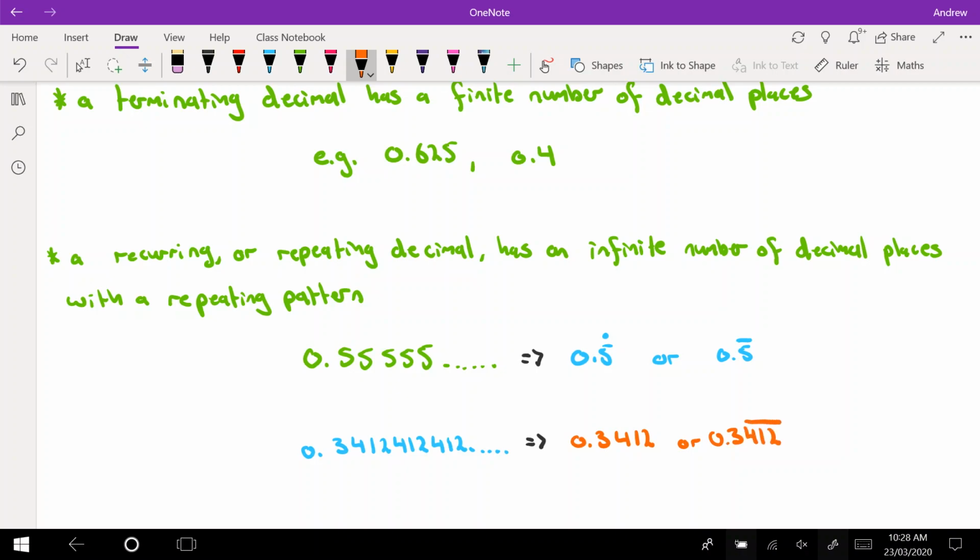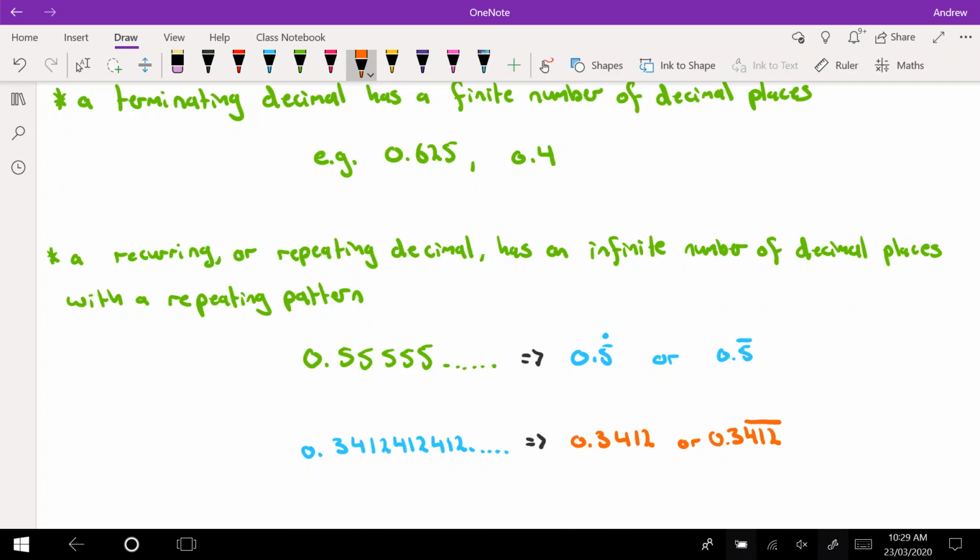So, what Leo's just said, I can write the 0.3. The 3 does not repeat. The 3 is a number on its own, so that doesn't need any of that notation above the number. But 412, that repeats itself over and over again, as we can see from that pattern. So the 412 is what repeats, so that is where we draw our line.